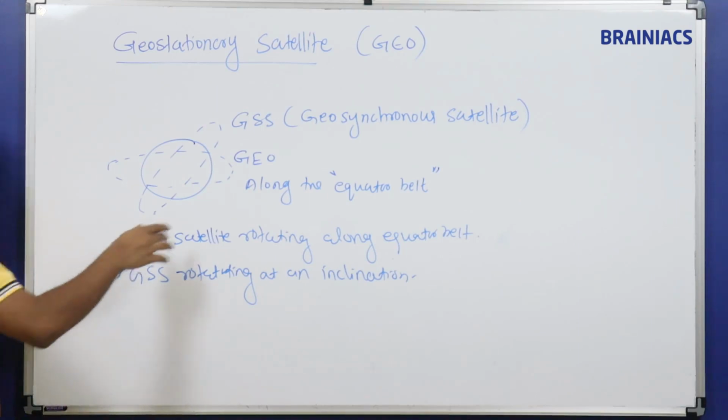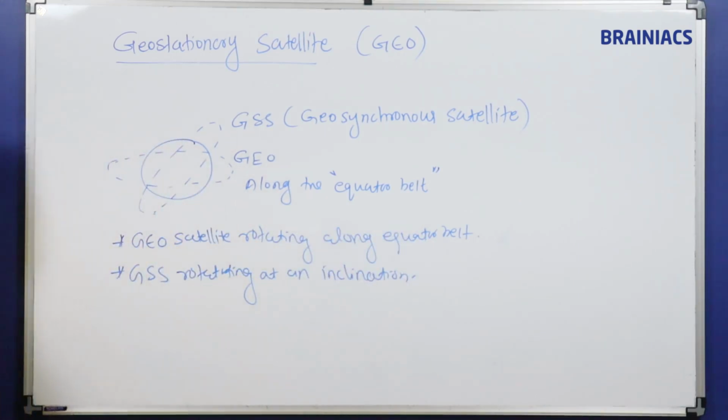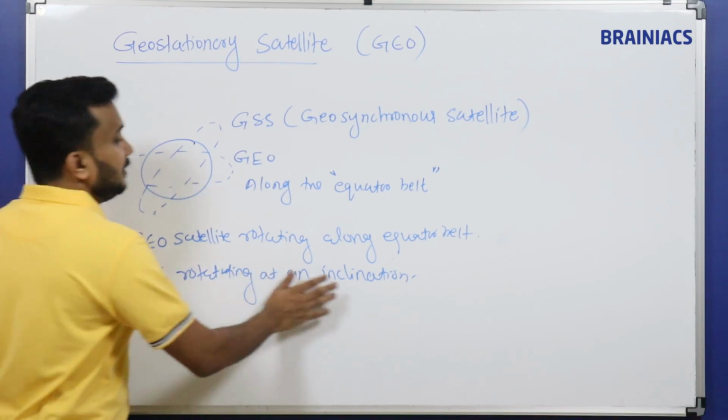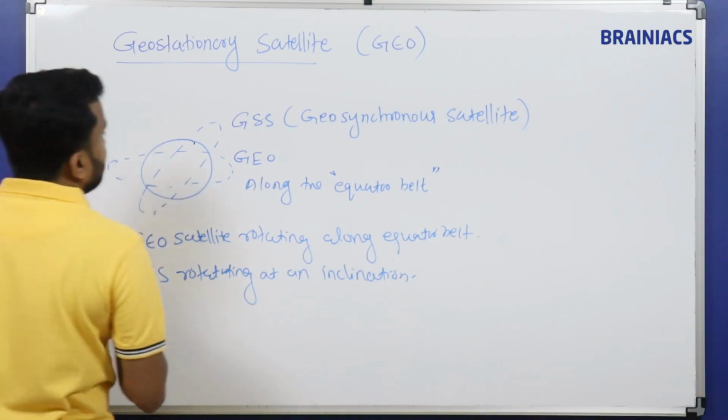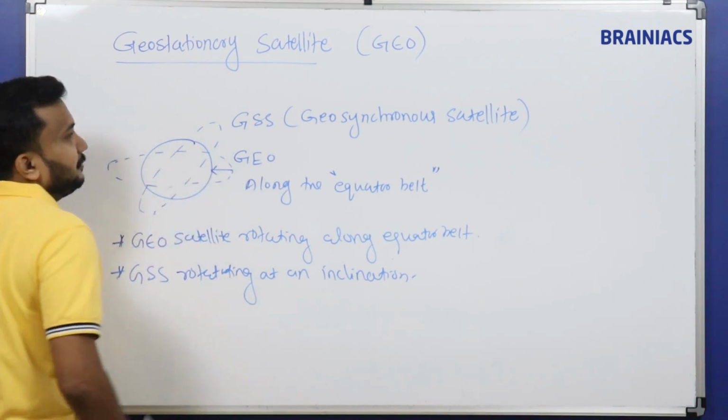So geostationary satellites are along the equator belt. Other satellites are rotating at an inclination, with respect to certain inclinations. Now for every satellite, there will definitely be a force of attraction.